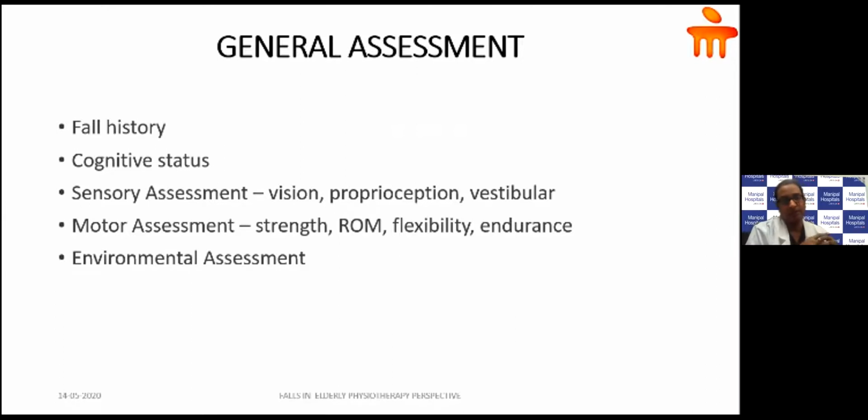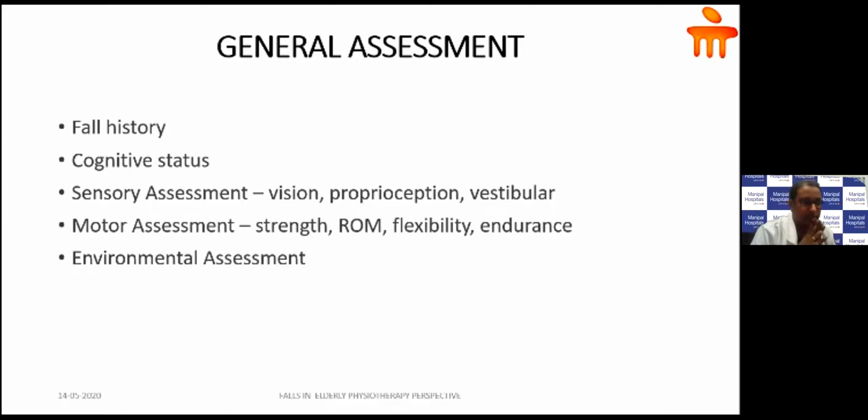And then cognitive status. A simple tool like the MMSE can be used to assess the cognitive function of the patient, because this can help to identify whether the patient has any dementia-like conditions. And then, as I already said, the musculoskeletal system is very important. The sensory and motor assessment has to be proper: vision, proprioception, vestibular function, and strength, range of motion, flexibility, and endurance are very important in a general assessment to understand whether those functions are working properly or not.